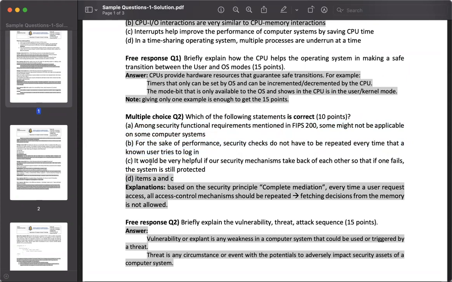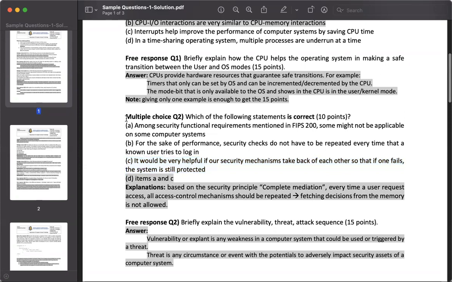C says it would be very helpful if our security mechanisms take back of each other, so that if one fails, the system is still protected. Again, this is a valid statement. If you remember, one of the security features we said was layered security. We said that it's good to have a layer of protections, not only one layer, so that if one layer fails, the other layer can take back of your system, and your system is still somehow protected. So this is called the layered security feature that we talked about.